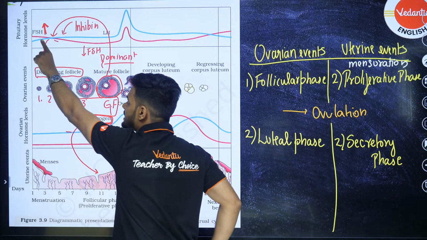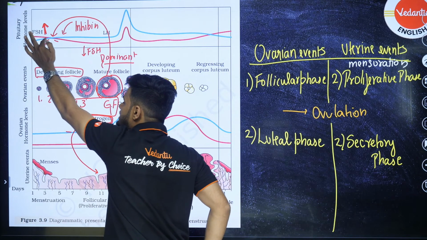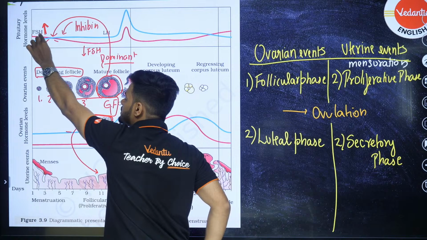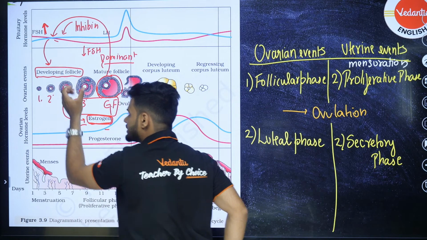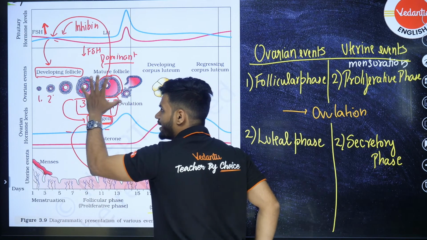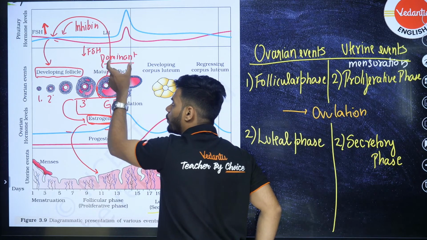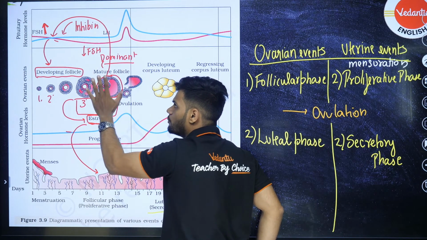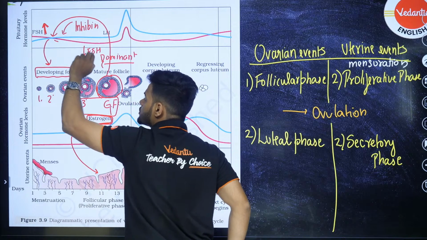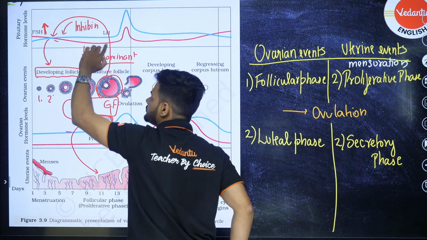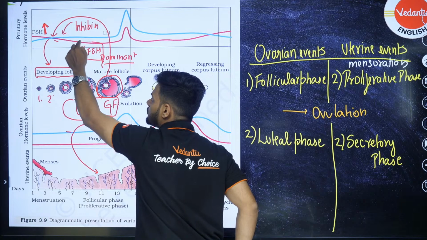Starting, there is an increase in the level of FSH, that is follicular stimulating hormone. It is stimulating the development of the follicle. Once we have a dominant follicle, there is no more requirement of FSH. So there is a reverse mechanism, that is the feedback mechanism, and a decrease in the level of FSH.